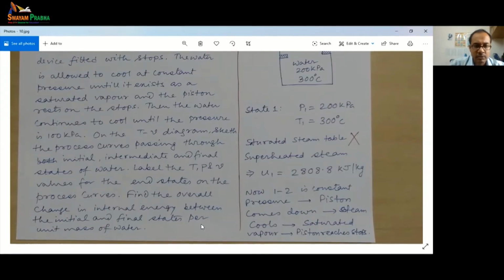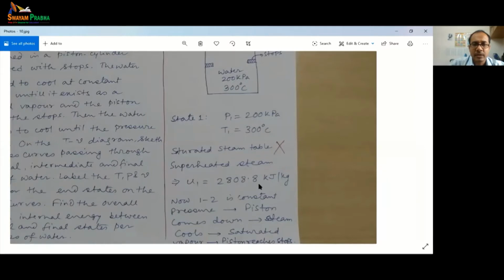So basically you have to sketch the process. For that, you need to find out the values from the table. And it is also asked, find the overall change in internal energy between the initial and final states per unit mass of water. Okay, fine.